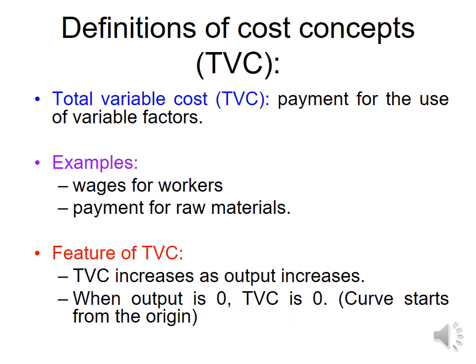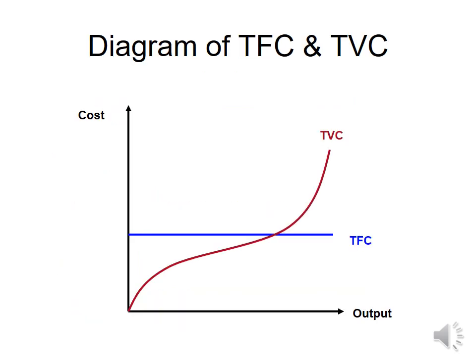Let's take a look at how the curves look. Your total variable cost looks like this, like this kind of bending curve. It starts at zero because when your output is zero, you don't incur any variable cost. So it will go up as your output increases. Your total variable cost will go up.